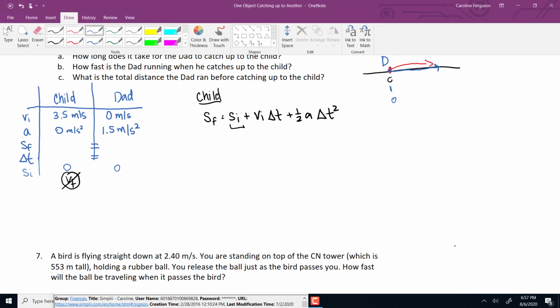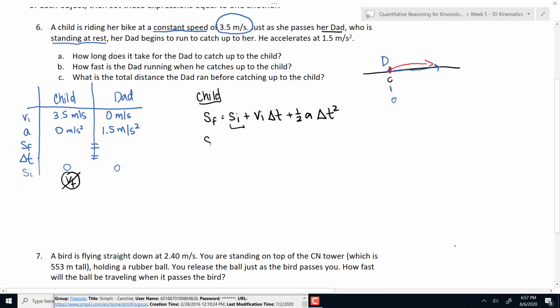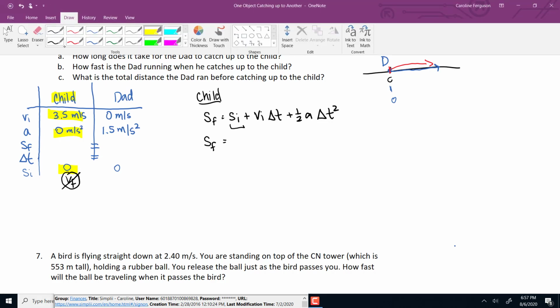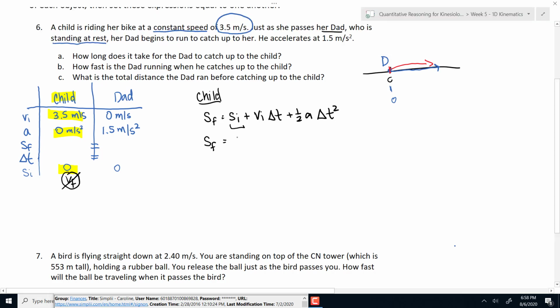Okay, so let's start plugging in all the numbers that we know. SF equals S initial for the child, and we're only looking at the column for the child. Okay, so we're only looking at this information here. S initial, which is 0, plus V initial for the child, which is 3.5. Delta t, we don't know what it is. We just know it's equal to the dad's delta t, so we'll just leave it as delta t, plus 1/2. And then we have A. So the A, the acceleration for the child. The child was moving at a constant speed, so that A was 0. And then delta t squared.